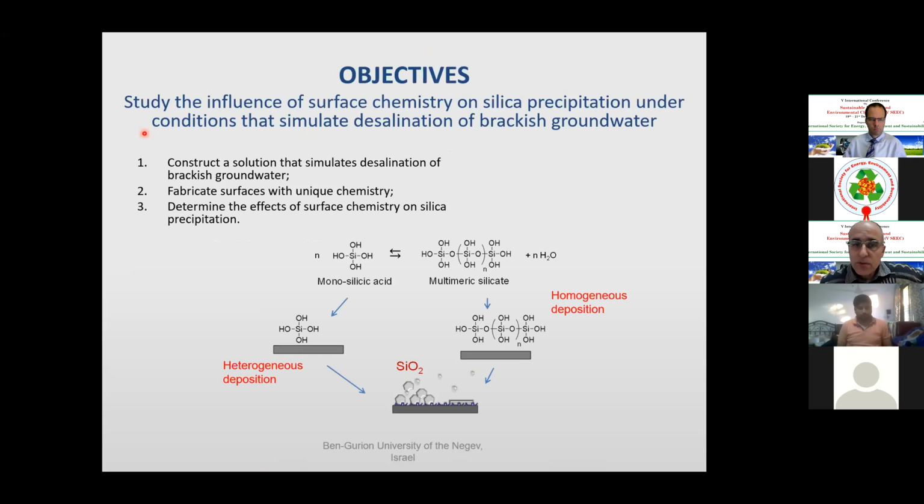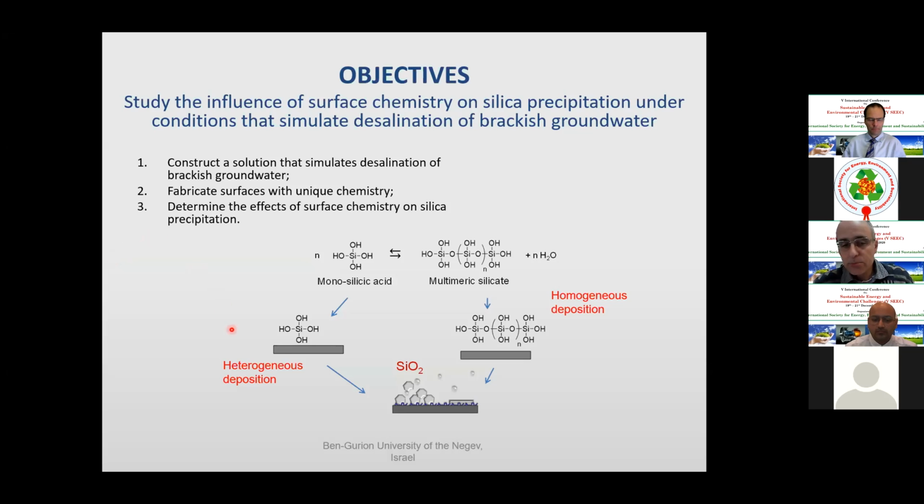So the objective of this study was to study the influence of surface chemistry on silica precipitation in conditions that simulate desalination of brackish groundwater. So we constructed a solution that simulates desalination of brackish groundwater, fabricated surfaces with unique chemistry, and determined the effect of surface chemistry on silica precipitation.